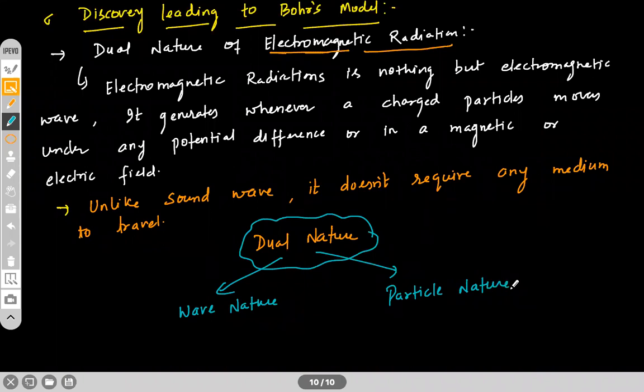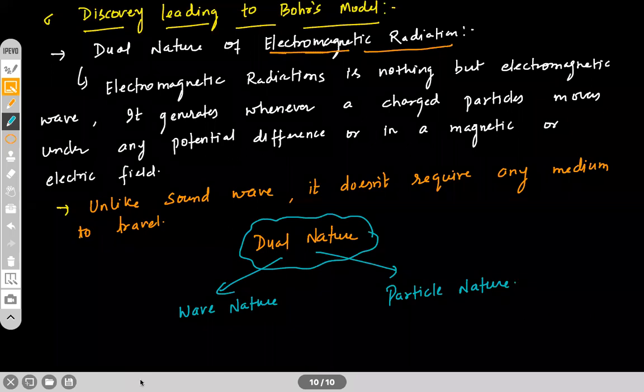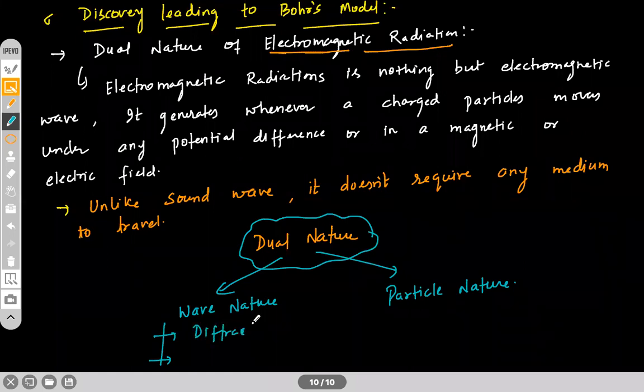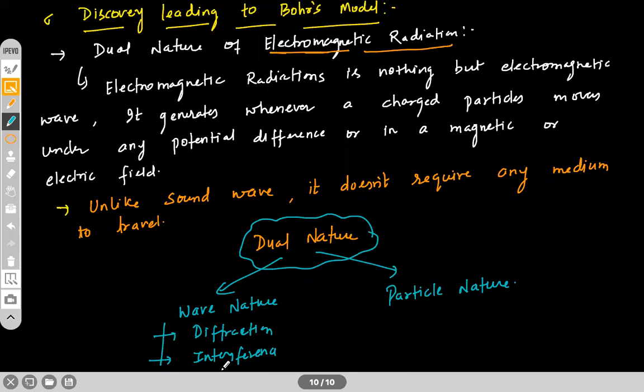Wave nature and particle nature. Wave nature is defined by various phenomena, like diffraction and interference. All these things you will study in physics. Diffraction is nothing but the bending of light. Interference is the combination of two waves. So I'm not going into detail of all these. You will study this in physics, right? Diffraction and interference.